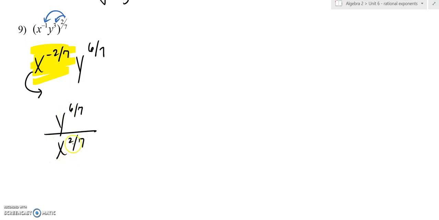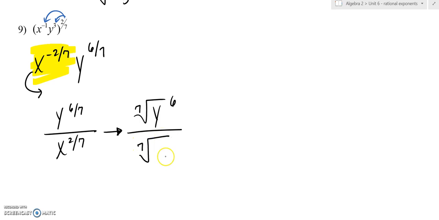I can't combine x's and y's. So my y on the top is just going to have to stay. The x on the top is just going to have to stay. But I can rewrite this from exponential form to radical form. Rewriting this, I get 7 on the ledge, y underneath, 6 on the outside. Then I get on the bottom, 7 on the ledge, x underneath, 2 on the outside.